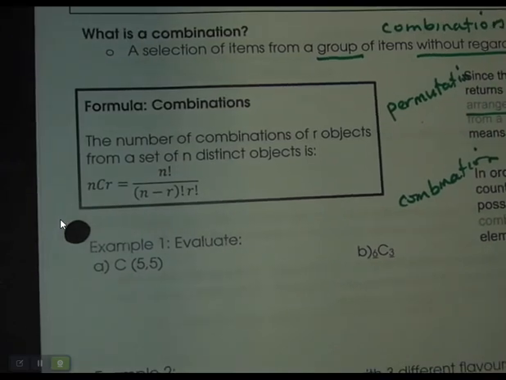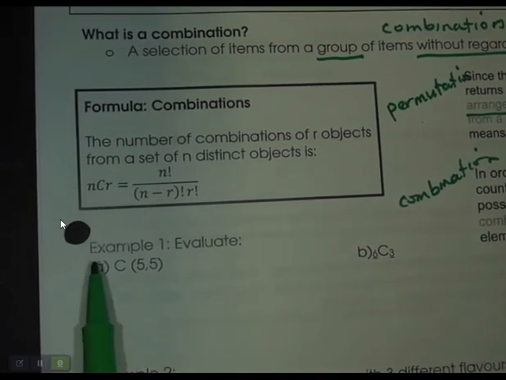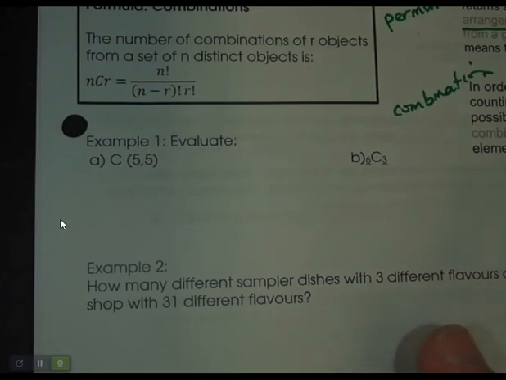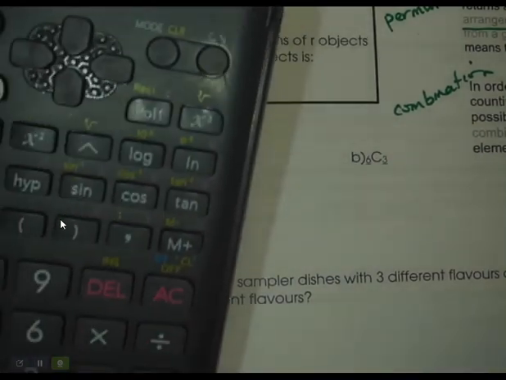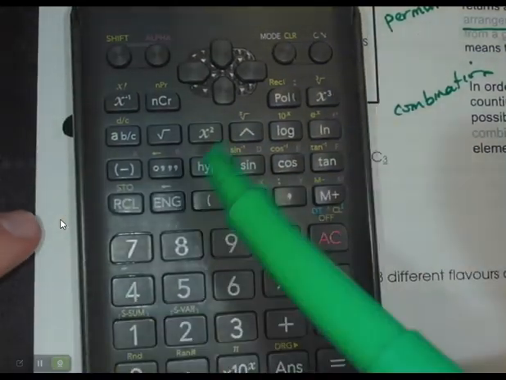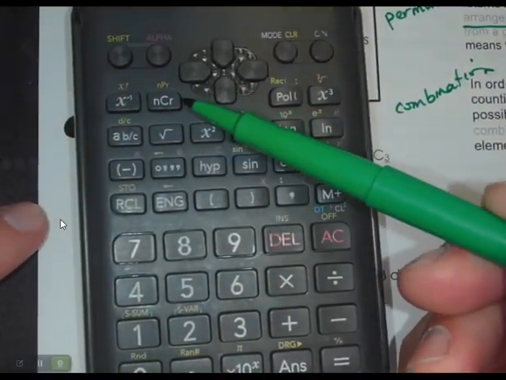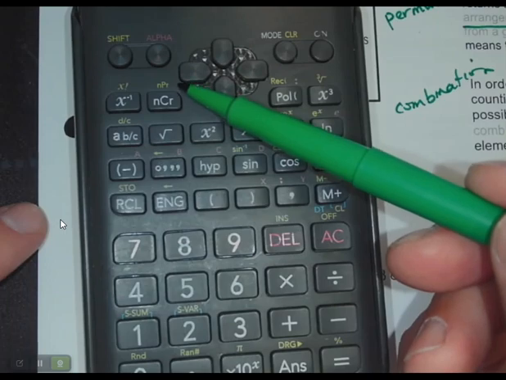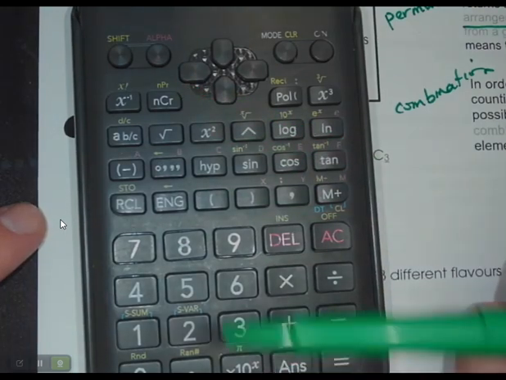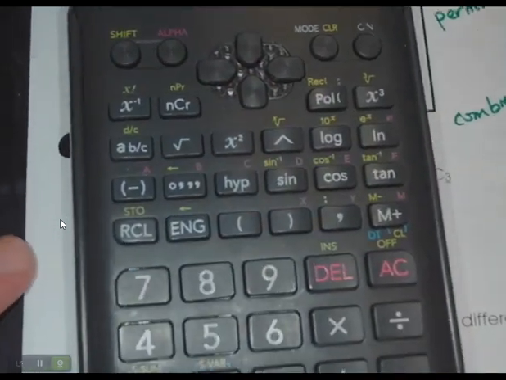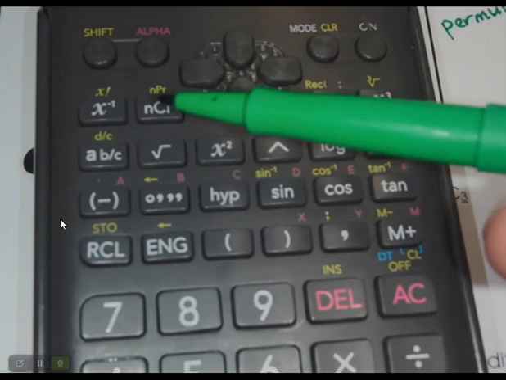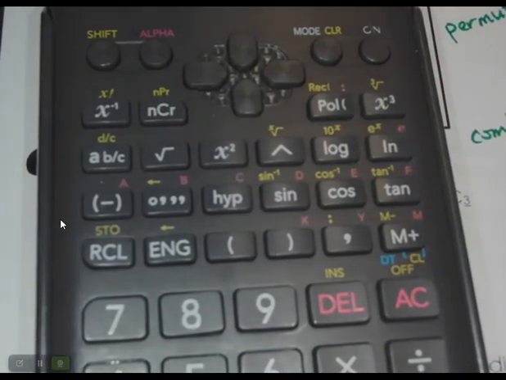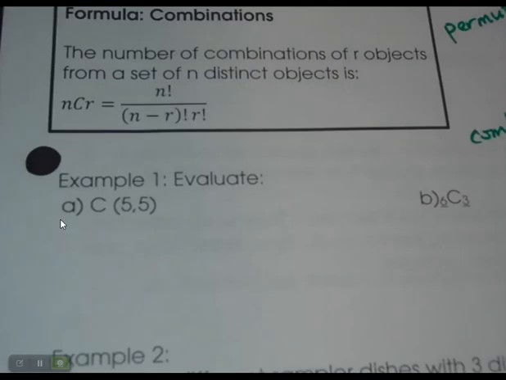Sometimes our calculators look like this, and sometimes it looks like this. So you've got to find that combination button. On my calculator, I've got nCr here, and usually it's paired up really close to the permutation button. If you were looking at Desmos, it'll be in the same area as where you found the permutation and the factorial button. That's going to be important.